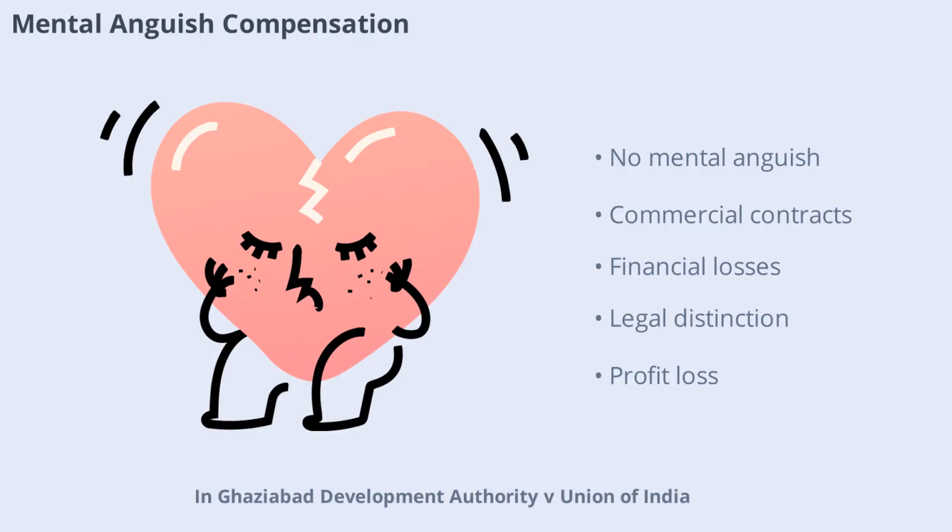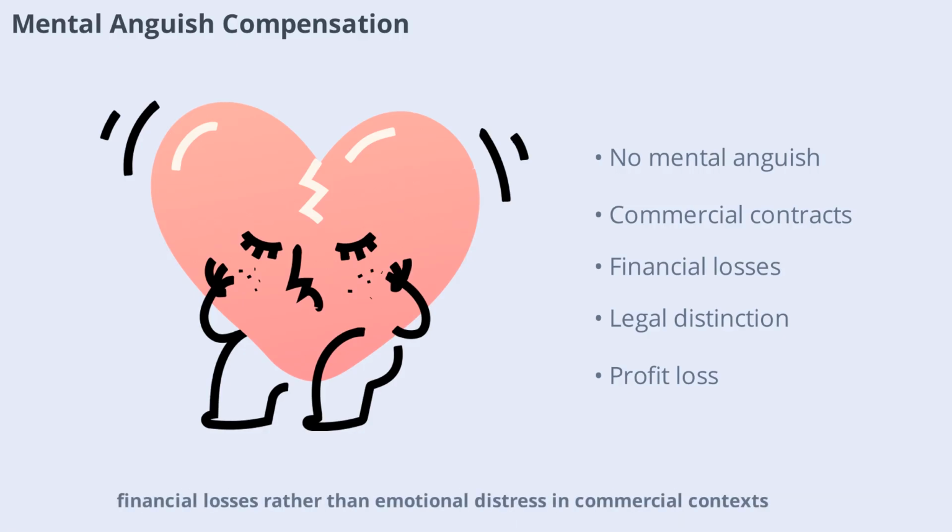In Ghaziabad Development Authority v. Union of India, the court held that buyers could claim loss of profit due to delay, but not compensation for mental anguish. This distinction ensures that damages remain focused on financial losses rather than emotional distress in commercial contexts.